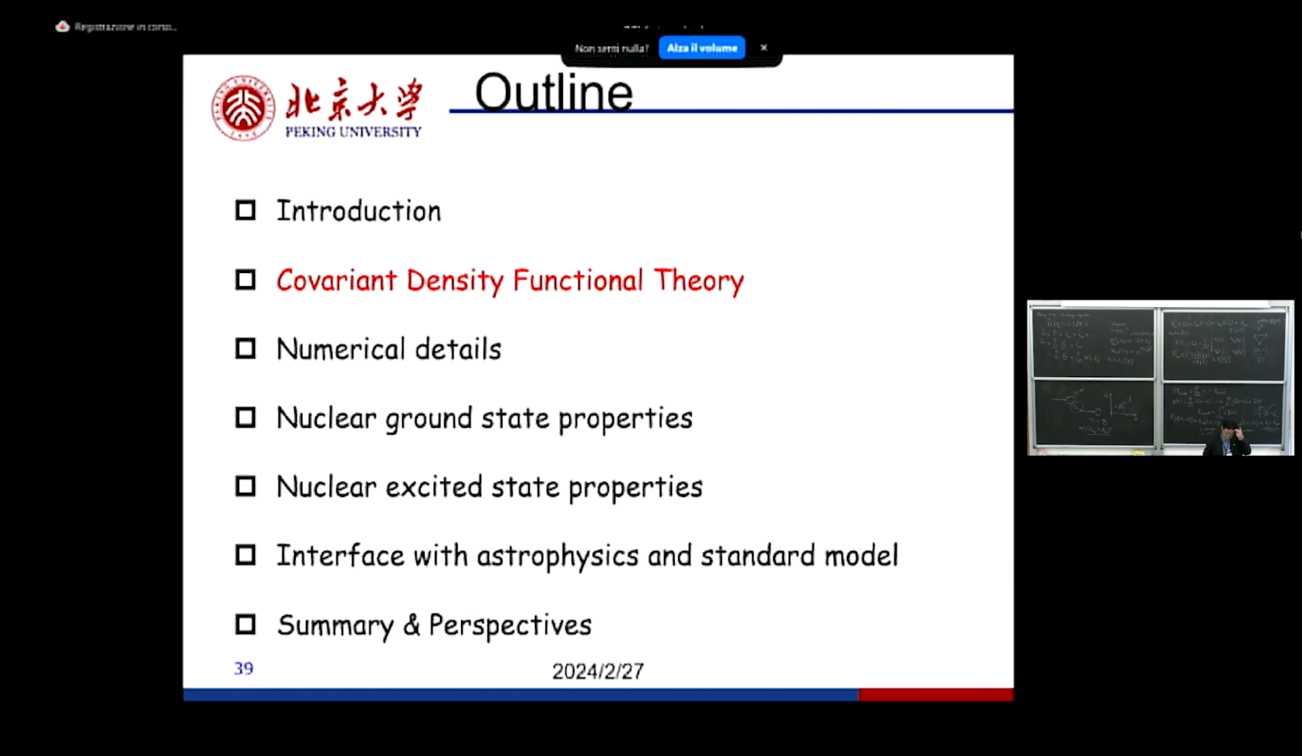Then with this, maybe I should introduce you to the covariant density functional theory. Traditionally the covariant density functional theory was also called the relativistic mean field. Or even before, it was called relativistic hadron dynamics. It had a different name, but nowadays, after the 90s, the end of the century, people call that density functional.